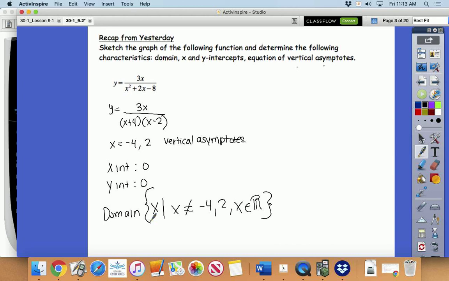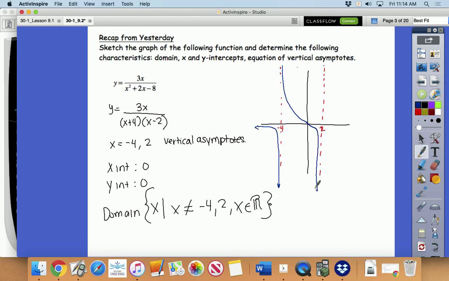Good. So the sketch that we would create, I would have my dotted lines at negative 4 and at positive 2. And my graph is going to get really close to those lines, but not touch them, right? Versus in the middle, it actually does go through the 0, 0 value and then goes down, right?